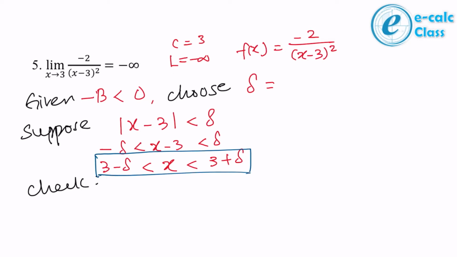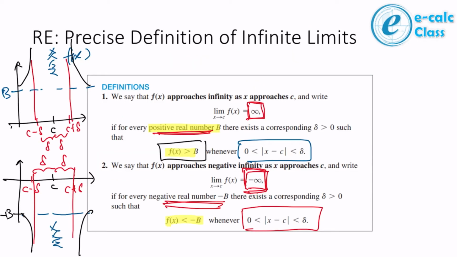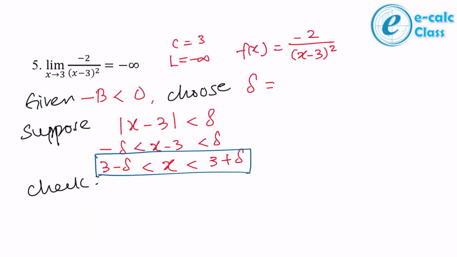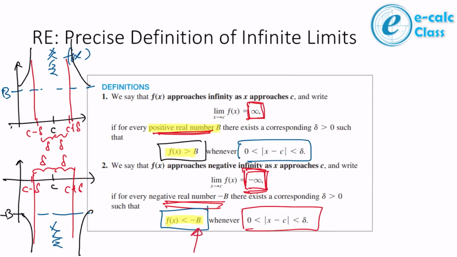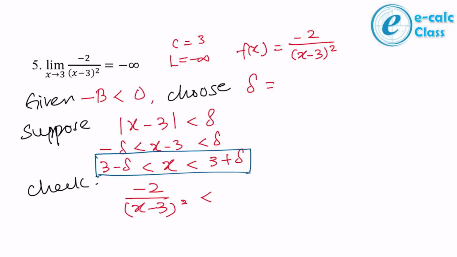Very nice. Check whatever is associated with your f of x. Okay, so in this case your f of x is negative 2 over x minus 3 square, should be smaller than, be very careful, it is smaller than negative b. Your f of x should be smaller than negative b.